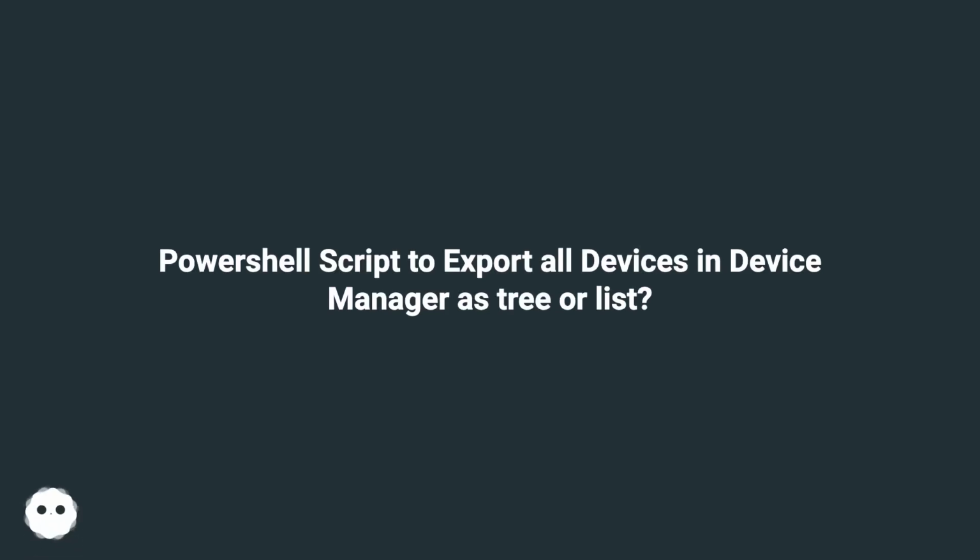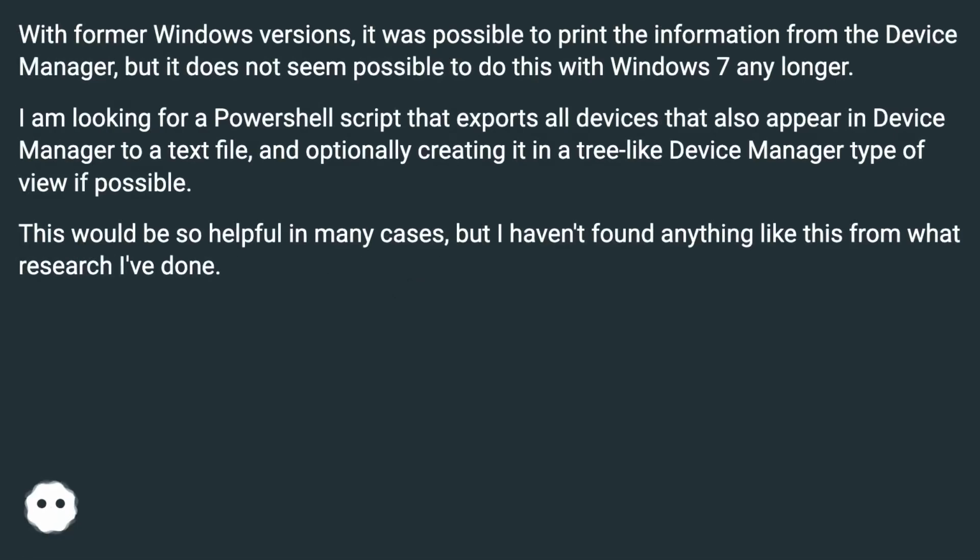PowerShell script to export all devices in Device Manager as tree or list. With former Windows versions, it was possible to print the information from the Device Manager, but it does not seem possible to do this with Windows 7 any longer. I am looking for a PowerShell script that exports all devices that also appear in Device Manager to a text file, and optionally creating it in a tree-like Device Manager type of view if possible. This would be so helpful in many cases, but I haven't found anything like this from what research I've done.